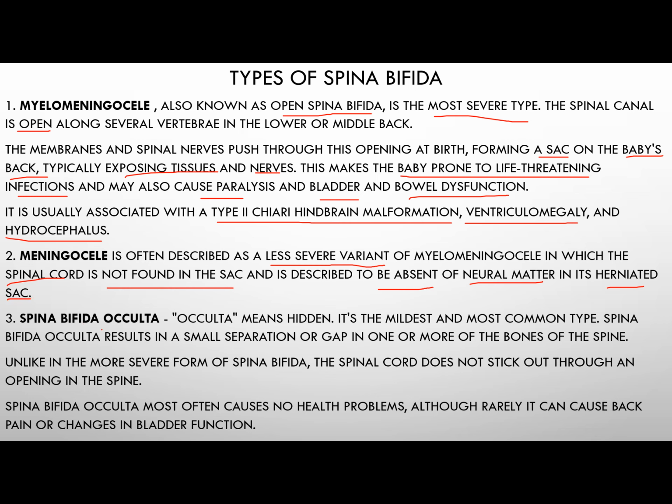Then you have your spina bifida occulta. Occulta means hidden. It is the mildest class and most common type. Spina bifida occulta results in a smaller separation or gap in one or more of the bones of the spine. Unlike in the more severe forms of spina bifida, the spinal cord does not stick out through an opening in the spine. Spina bifida occulta most often causes no health problems, although rarely it can cause back pain or changes in bladder function.